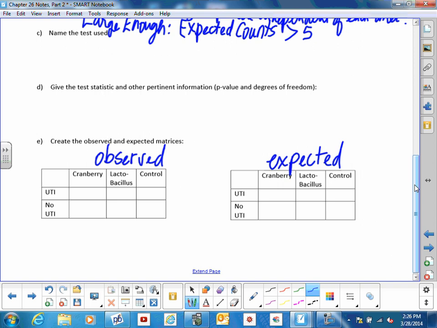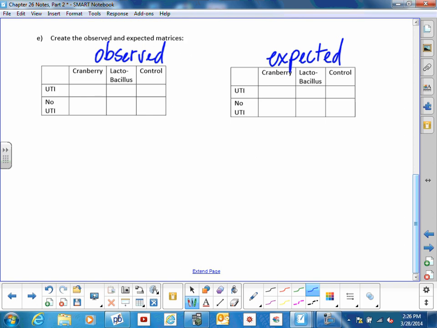So we're going to check and see if these expected counts are greater than 5. Okay. Now, from the paragraph above, I know that 8 ended up having a urinary tract infection out of the 50, which makes 42 of them did not get a urinary tract infection. 20 of the lactobacillus group of the 50 had a urinary tract infection, so 30 did not. And for the control group, 18 out of the 50 had a urinary tract infection, so 32 did not.